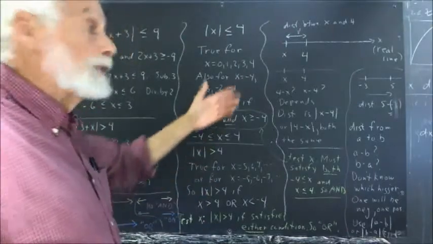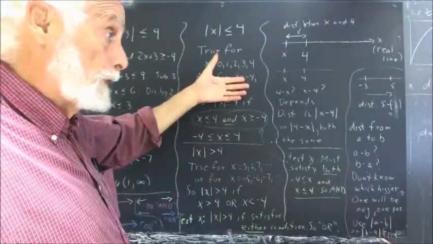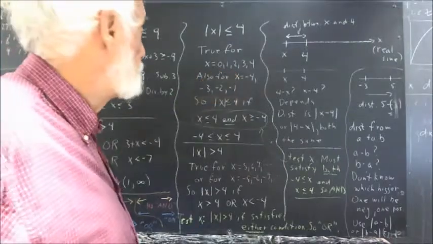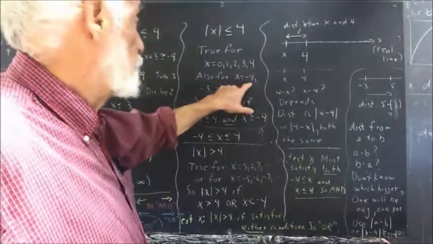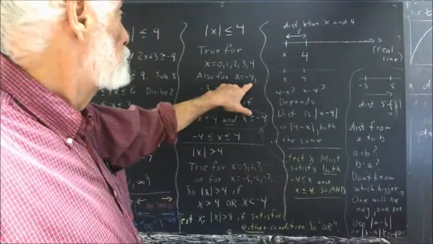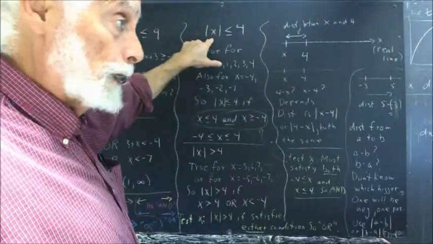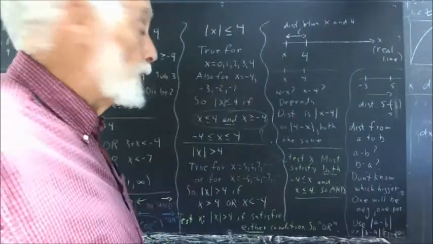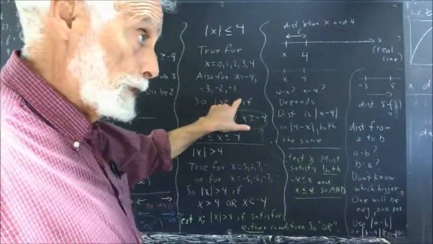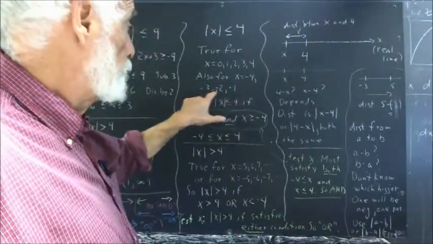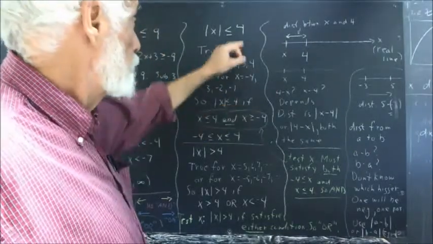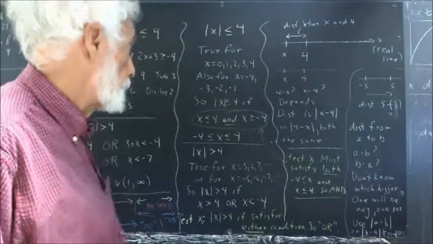Okay, now it's also true though for other values. Can you think of what those values might be? At least one of them. Well, it would be true for x equals negative 4, because the absolute value of negative 4 is 4, and 4 is less than or equal to 4. It's also true for negative 3, negative 2, negative 1, because the absolute values of those numbers are, respectively, 3, 2, and 1, all of which are less than or equal to 4.